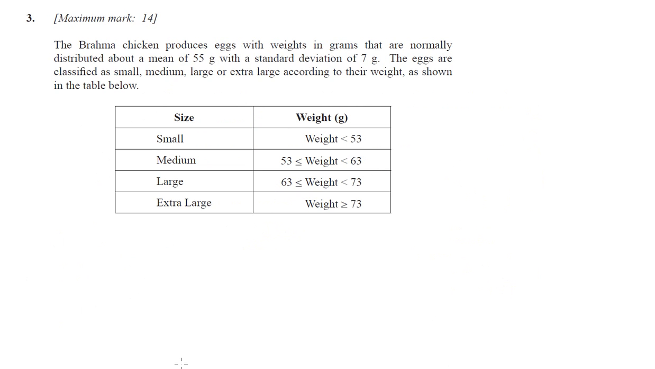The Brahma chicken produces eggs with weights in grams that are normally distributed about the mean of 55 grams with a standard deviation of 7 grams. These eggs are classified as small, medium, large, or extra large according to their weight, as shown in the table below. Okay.